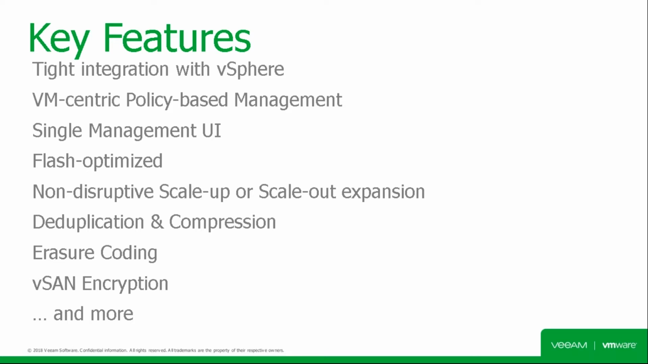You get non-disruptive scale-up or scale-out expansion. The dedupe and compression that we mentioned. Advanced features like erasure coding. And there's also vSAN encryption. So if you think back to vSphere, there's VM-level encryption. With vSAN, you also get vSAN level encryption, which is essentially encryption of data at rest on a vSAN datastore. So not only is this efficient and easy to manage and very powerful in terms of cost effectiveness, but it's also very secure. Let's go to the next slide.